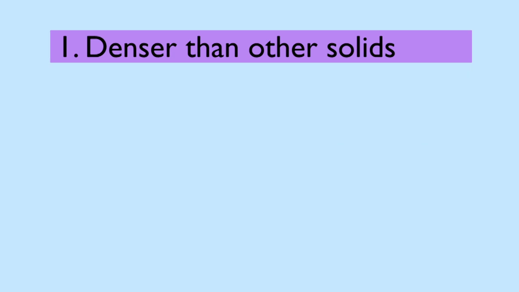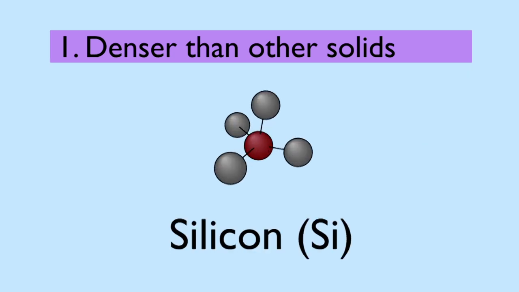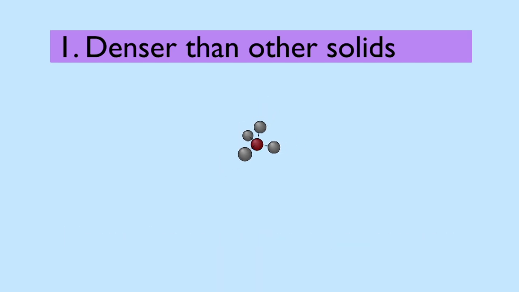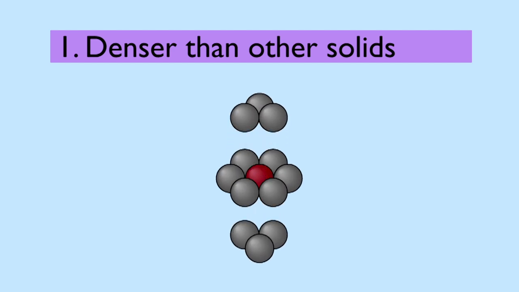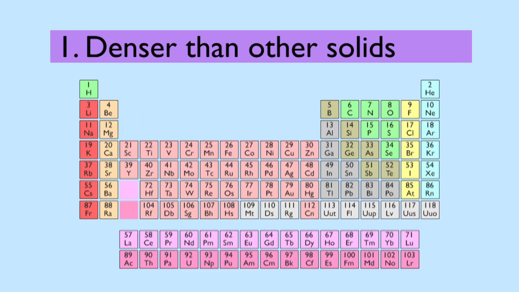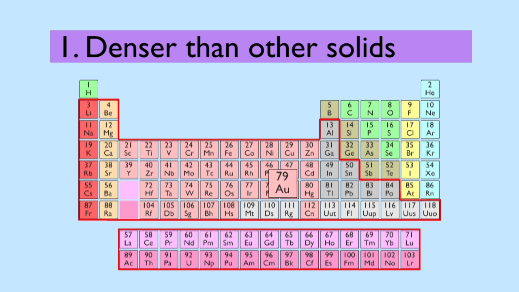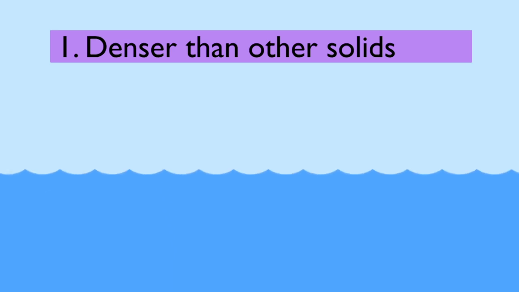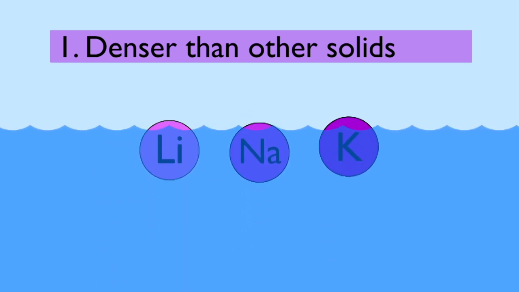Giant structures made of non-metals, like silicon in rocks, have a maximum of four atoms surrounding each central atom, with densities about four times that of water. In contrast, in metal crystals, the atoms are much more tightly packed, being surrounded by 8 or 12 other atoms. Also, atoms get more massive as you go down the periodic table where we find most of the metallic elements. For example, gold has a density 24 times that of water. But there are exceptions. Lithium, sodium, and potassium are all less dense than water and float.